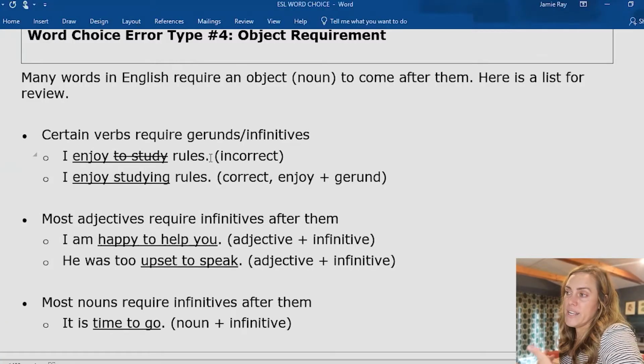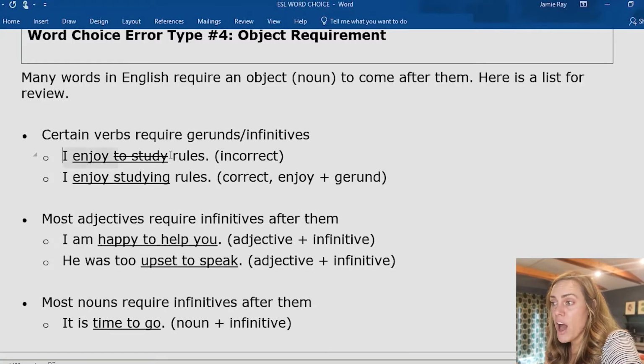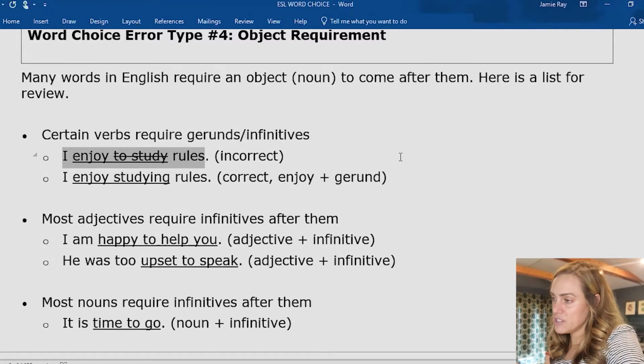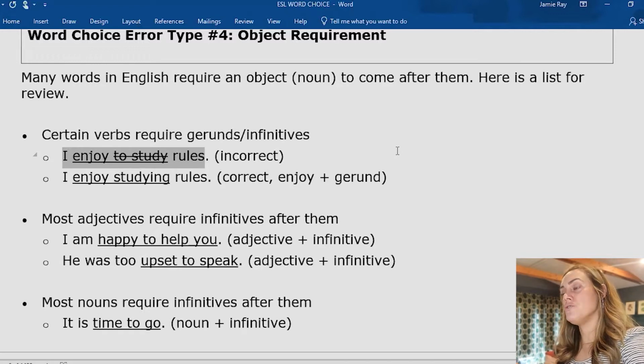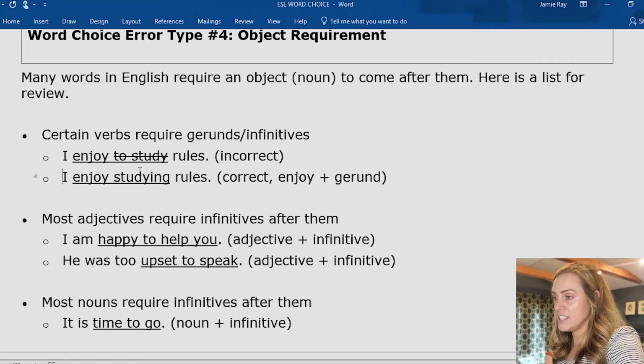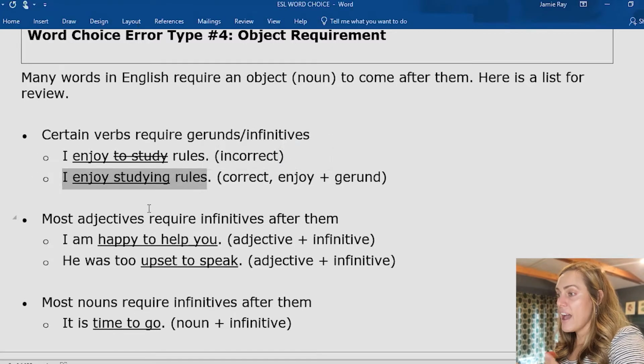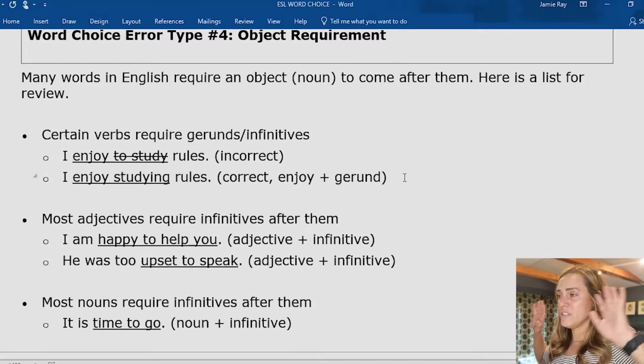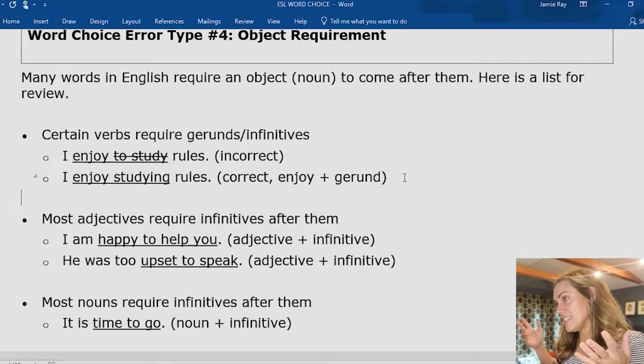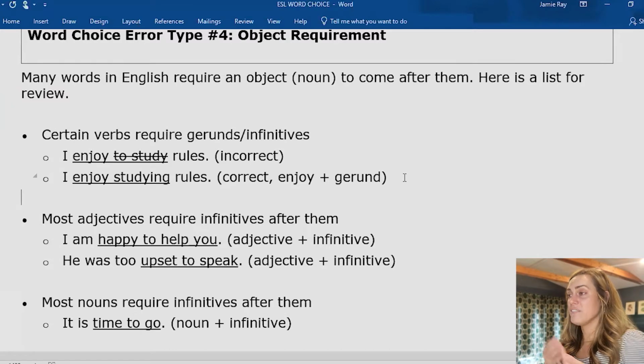Be careful with certain verbs where you want to use an activity after. For example, I enjoy to study rules is not correct. You can't say I enjoy to study, because after the word enjoy, you need to use the gerund form, not the infinitive form. You need to say I enjoy studying rules. After enjoy, you need a gerund. Be careful with that. That's a big one, and it takes a long time, and this rule is very involved. But that's basically it, be careful with the object that you're using after certain verbs.